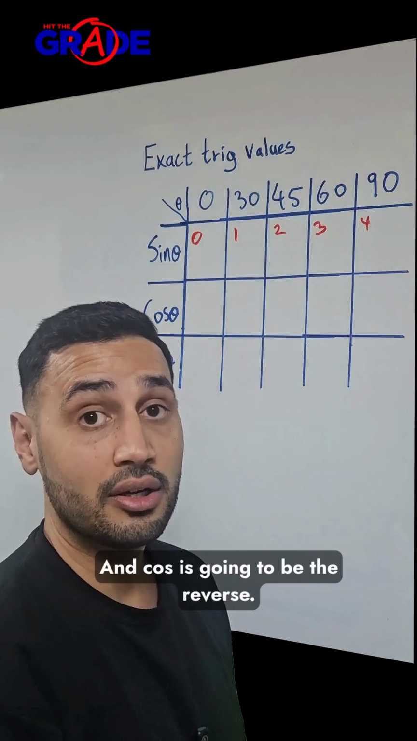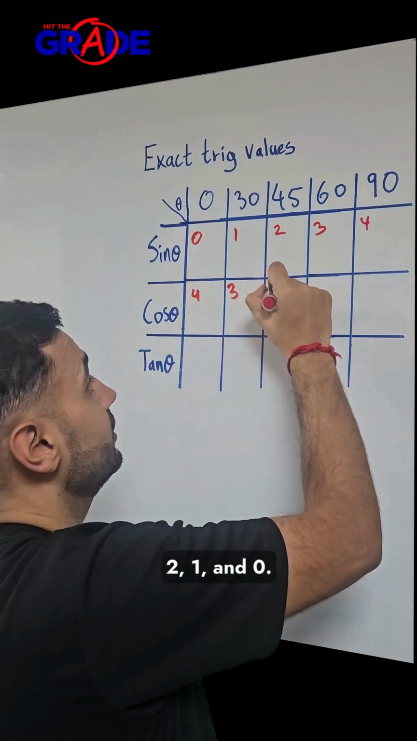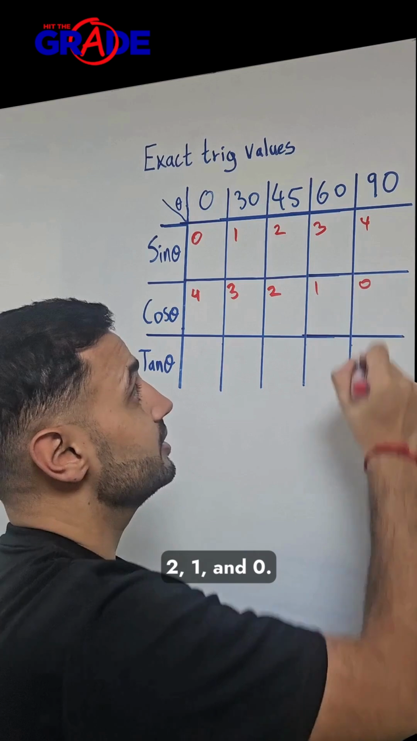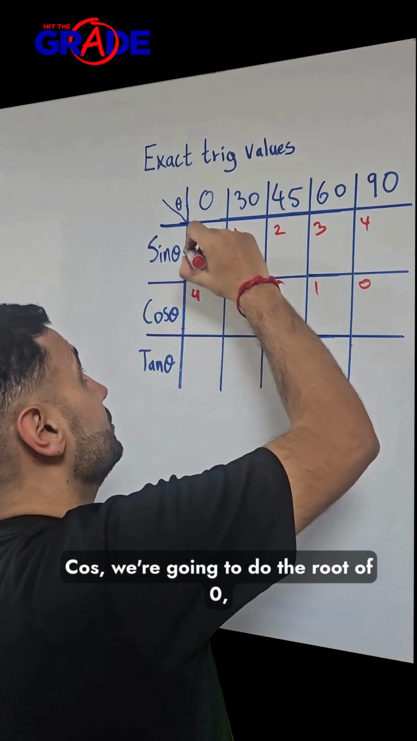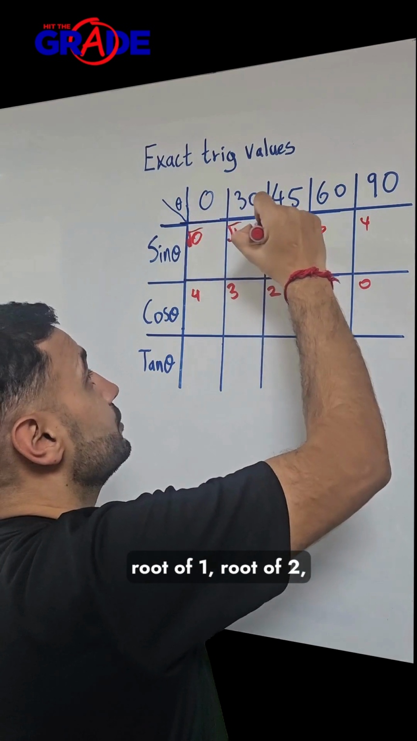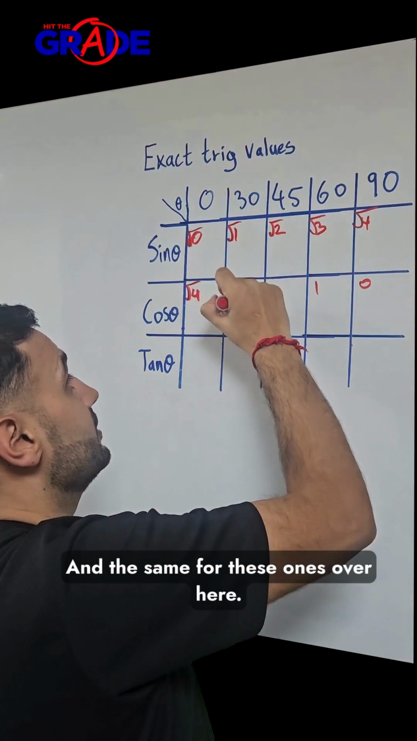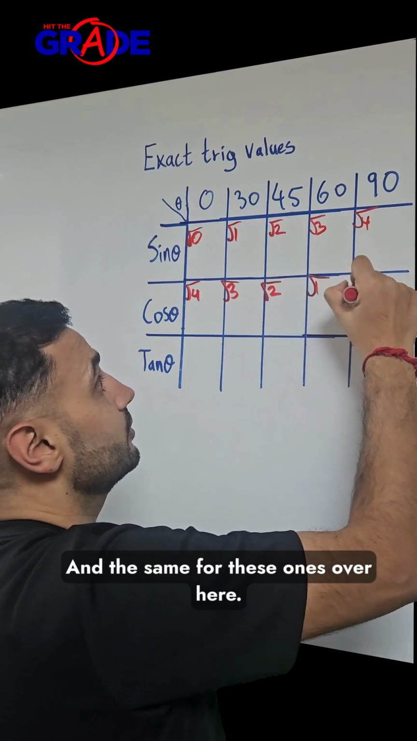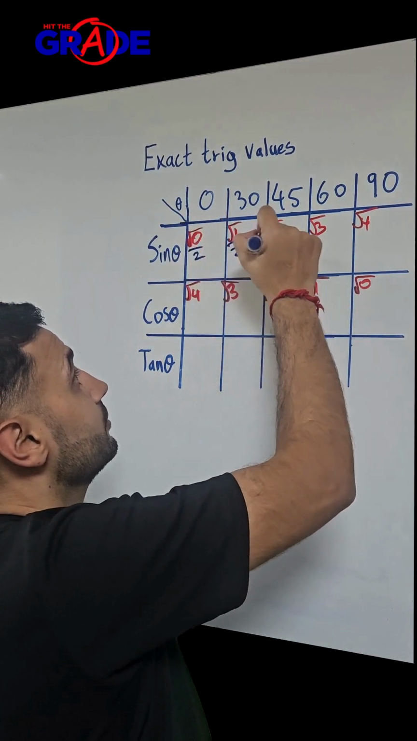and 4. And cos is going to be the reverse. So it's going to be 4, 3, 2, 1, and 0. The next step is the same for sine and cos. We're going to do the root of 0, root of 1, root of 2, root of 3, root of 4, and the same for these ones over here.